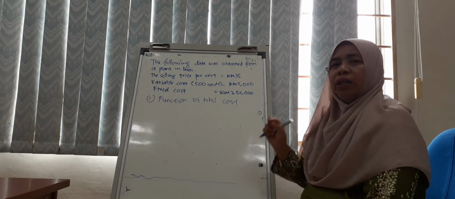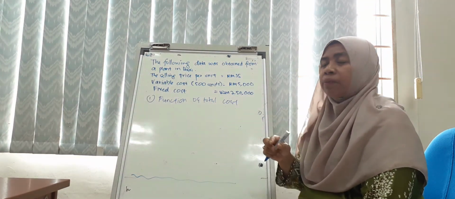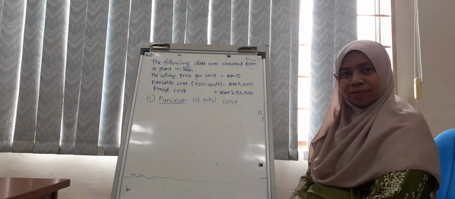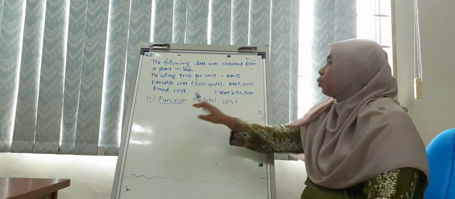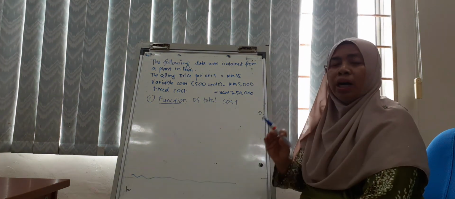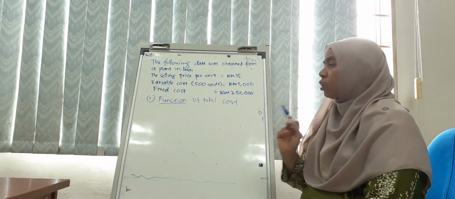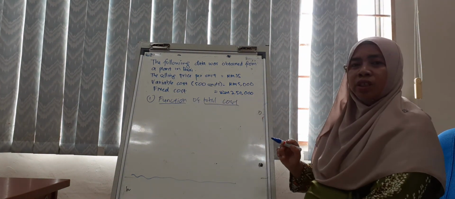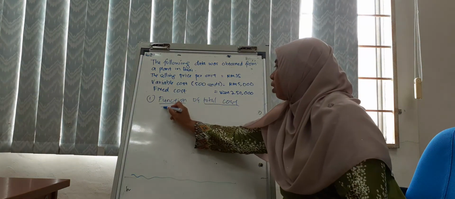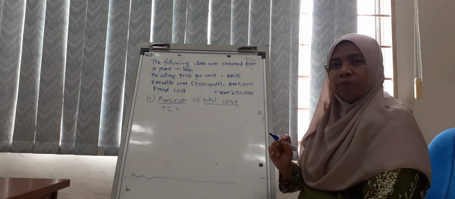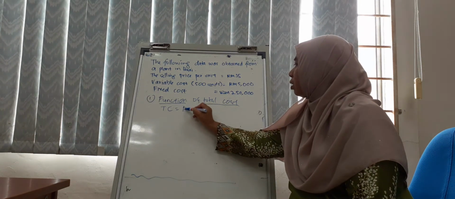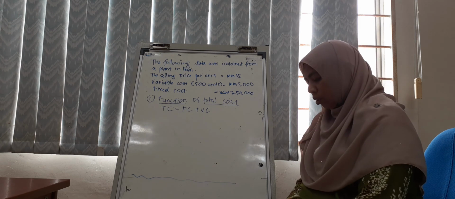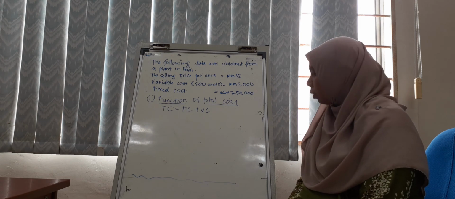So in the final exam, if you see this word function, no need to identify the value, right? So I show you, the function of total cost. So what is the formula of total cost, right? Still remember, total cost is fixed cost plus variable cost, right?